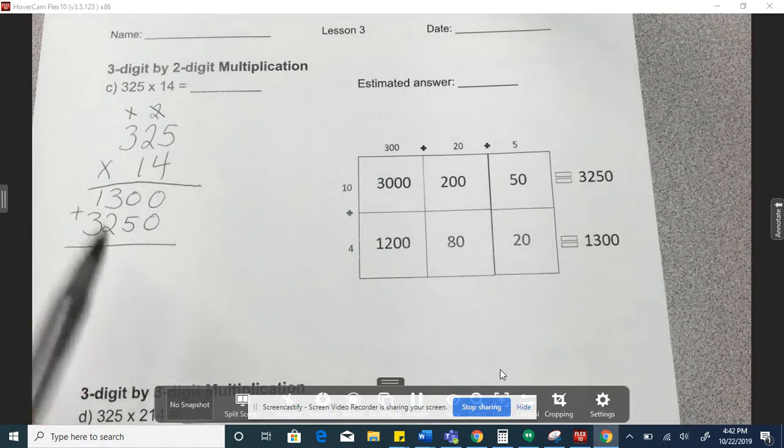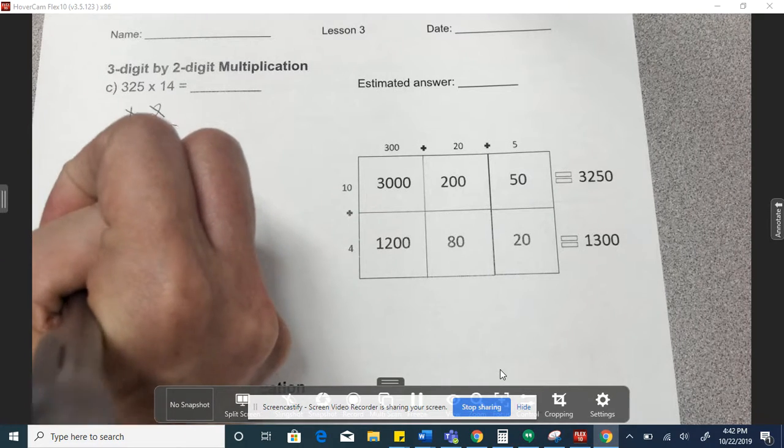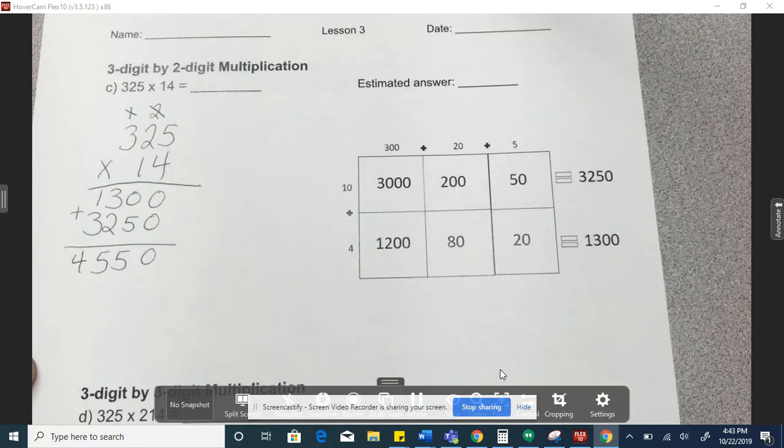Starting with the ones place, 0 plus 0 is 0, 0 plus 5 is 5, 3 plus 2 is 5, and 1 plus 3 is 4. So our answer is 4,550.